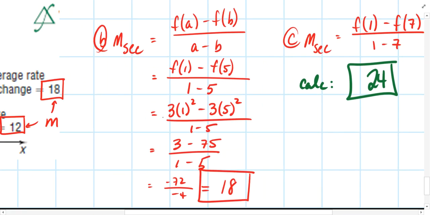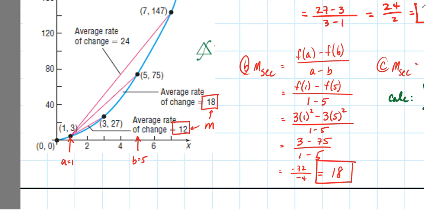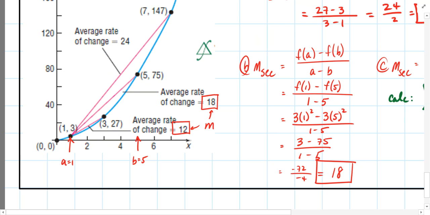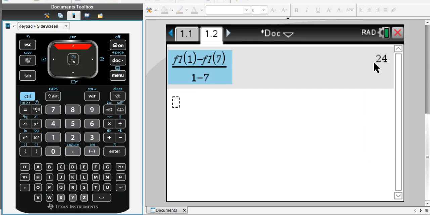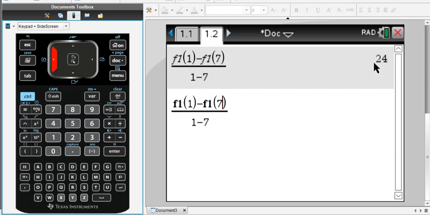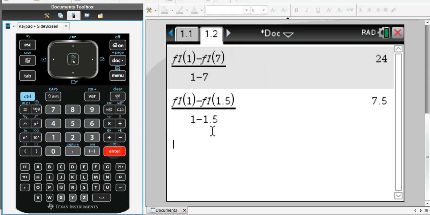So hopefully you can see the benefit to using that calculator. If we had many calculations to perform, we'd be able to perform those relatively quickly. For example, what if I started choosing a bunch of x values that were getting closer and closer to the a value of 1? Well, in the calculator I can repeat that pretty quickly. So we'll use an a value just slightly bigger than 1. We'll call that, say, 1.5. Minus 1.5. And so the average rate of change between 1 and 1.5 is 7.5.